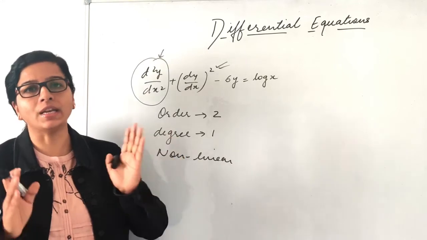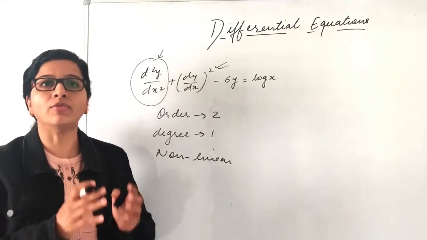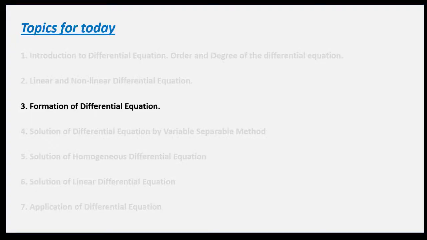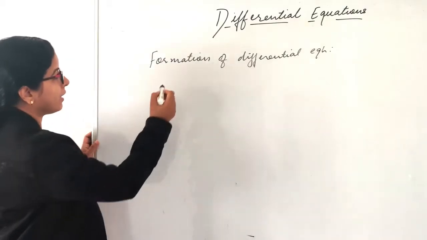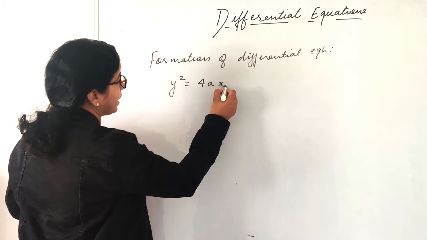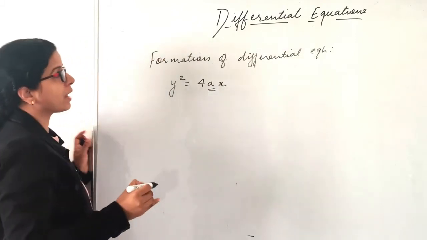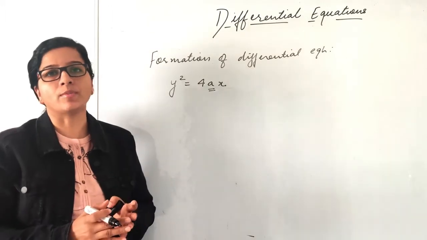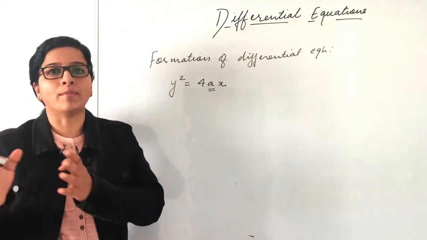Okay, so if any equation of the curve is given, how can we form the differential equation? Now the formation of a differential equation is based upon the arbitrary constants present in the equation of the curve. Say for example, I have y square equals to 4ax, right? So a is my arbitrary constant. What do you mean by arbitrary constant? If we give different values to the arbitrary constant, we get different members of the family.